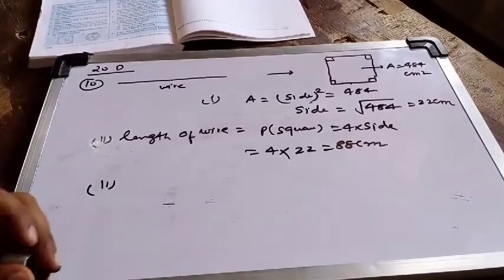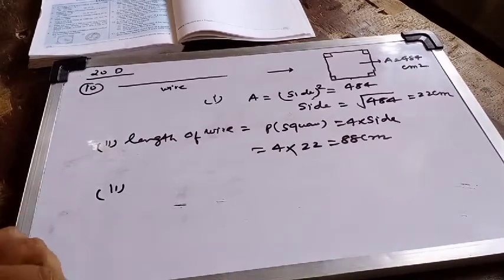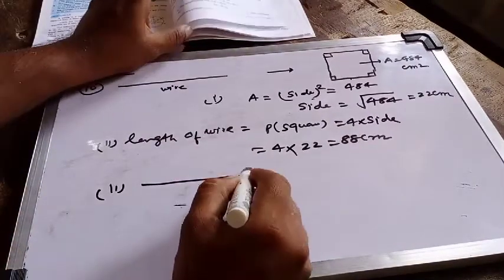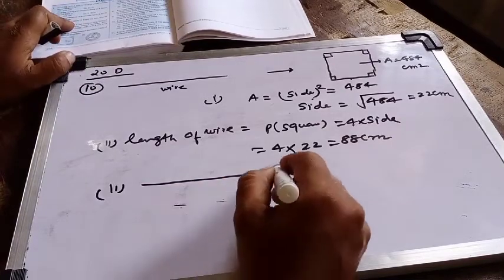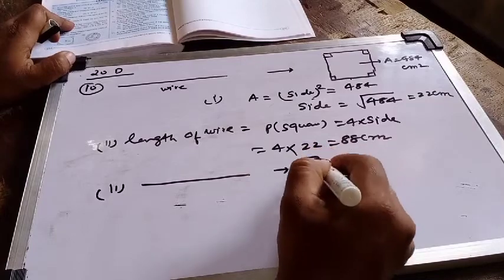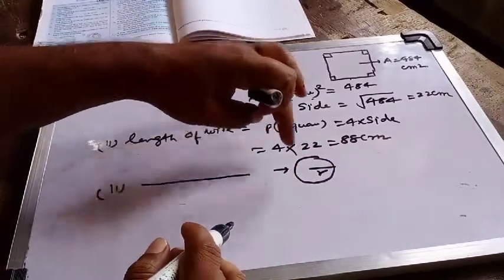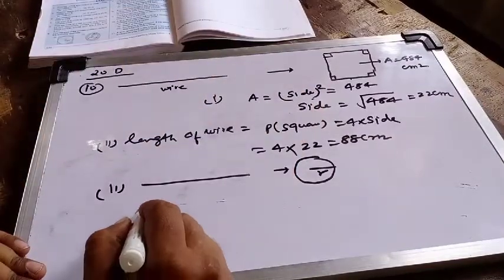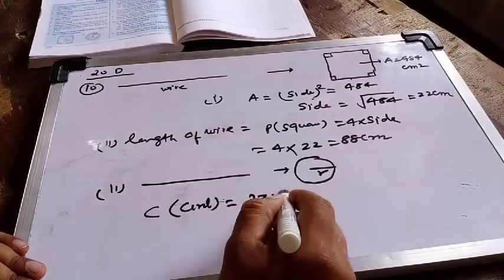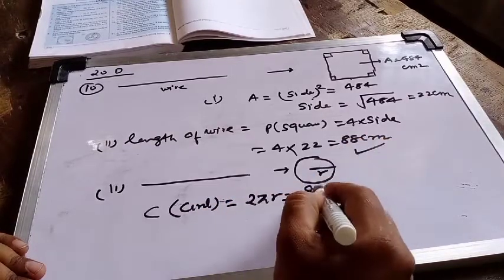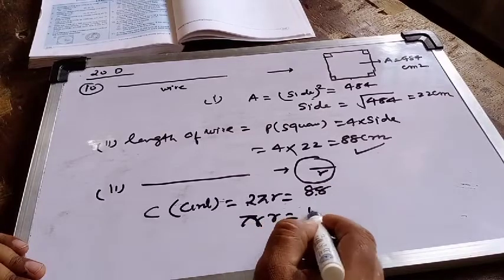And the third question is, the largest area enclosed if the same wire is bent to form a circle. Means the same wire has been converted into a circle, and its area we have to find out. So how much is the length of wire? The same will be the circumference of the circle. So the circumference of the circle will be 2 pi r, and that is equal to 88. 2 will cancel 88 44 times, so pi r will come out as 44.